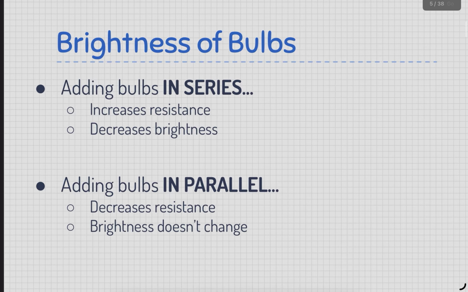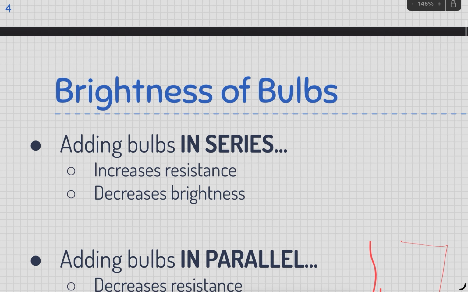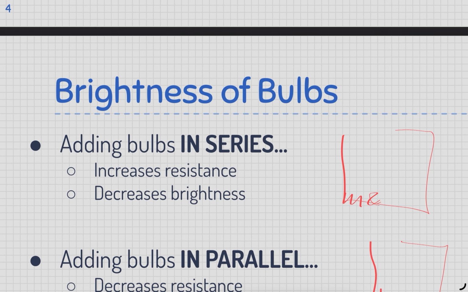So let's do the brightness of the bulb. In series, that increases the resistance but decreases the brightness. While in parallel, it decreases the resistance but the brightness doesn't necessarily change. If you think about this, it's because all of these in parallel get the same amount through each of these lines. While in series, they all have to divide all of that into one single line.